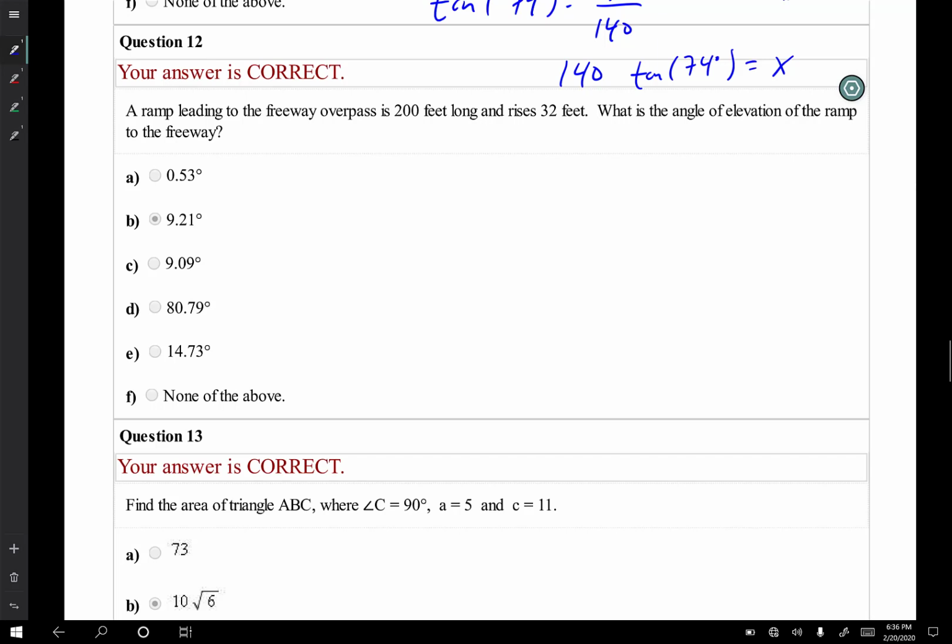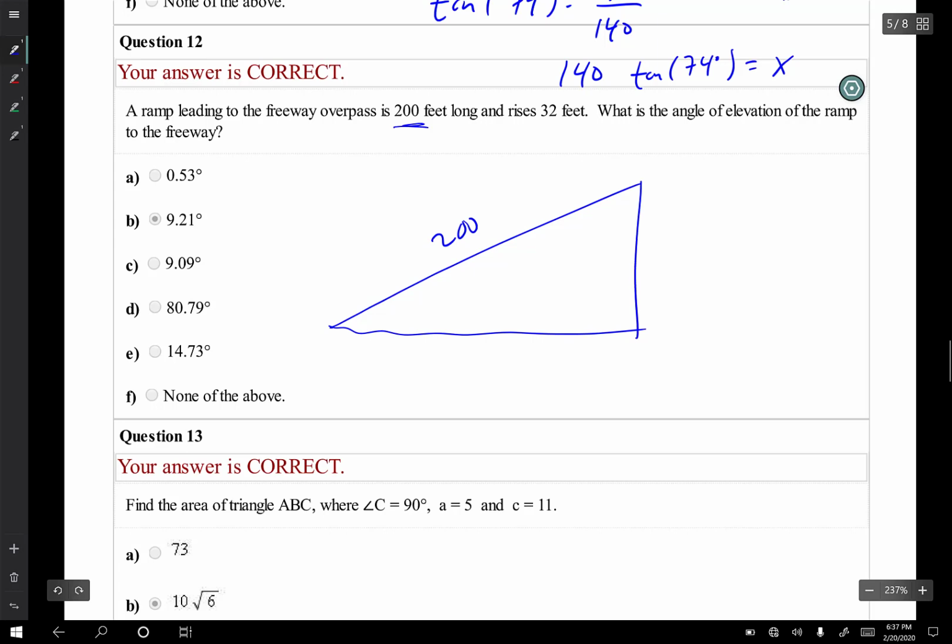A ramp leading to the freeway overpass is 200 feet long and rises 32 feet. So it already tells you it's 200 feet long. Here's the horizon, and 200 feet long. That's 200. And they tell you that it rises 32 feet. What is the angle of elevation of the ramp? So they want this angle. That's opposite, that's hypotenuse, so you're going to use sine.